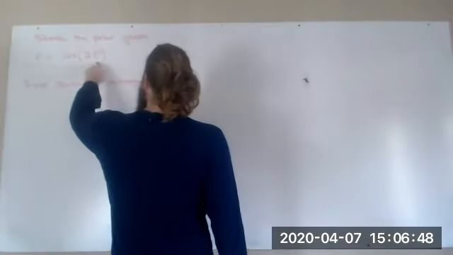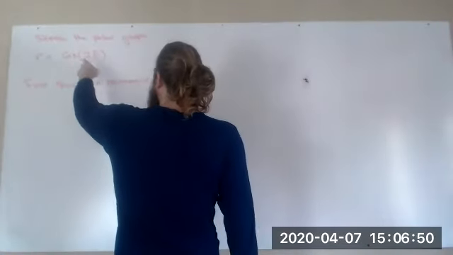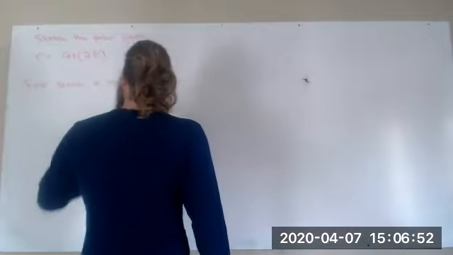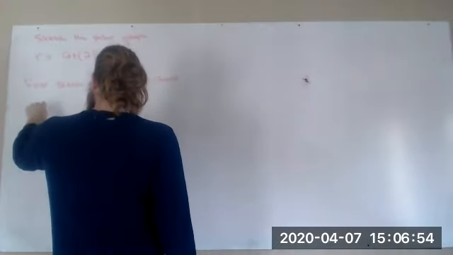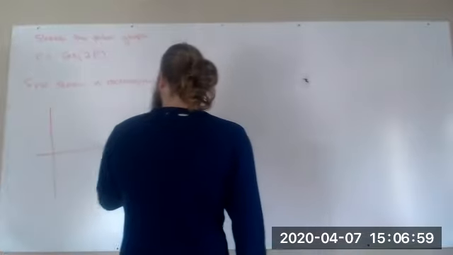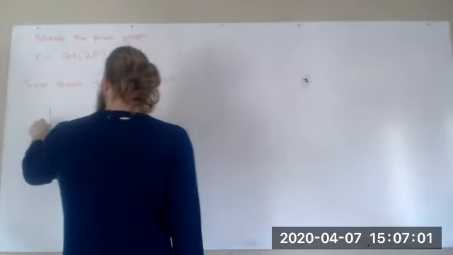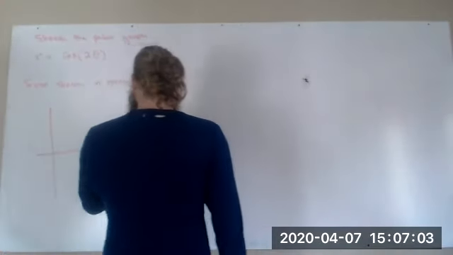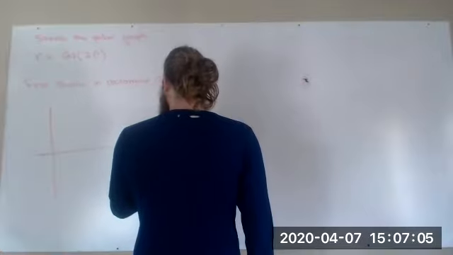So r equals cos 2 theta. This is a regular cosine wave, but now the period is changed. Instead of having period 2 pi, it just has period pi. In other words, the frequency is twice as fast as the regular cosine. So I'll mark this here as 2 pi.